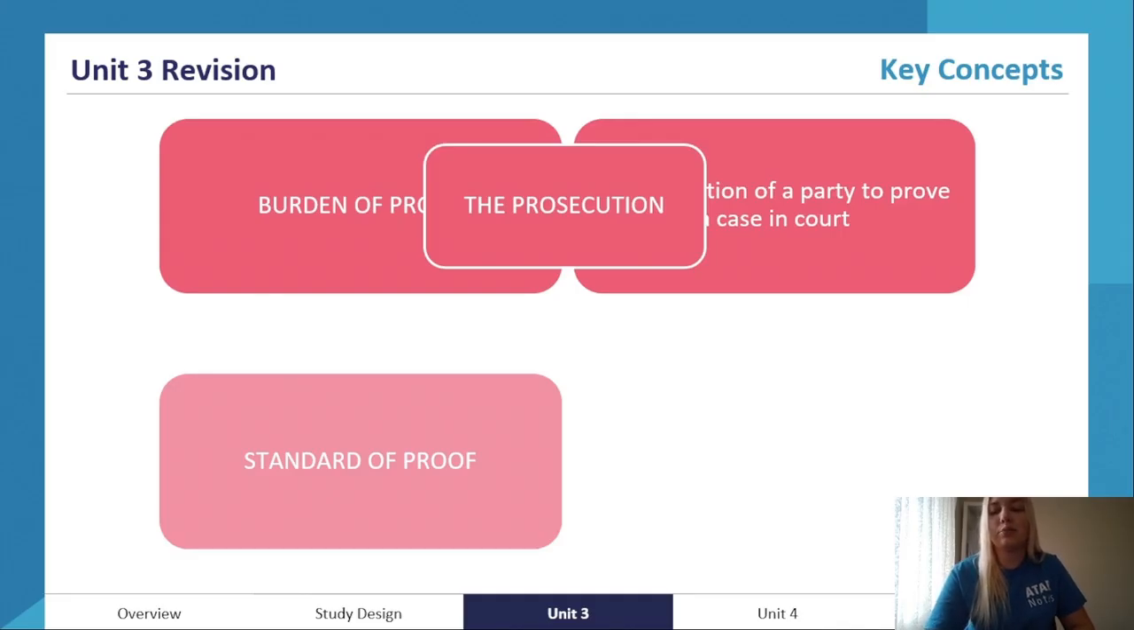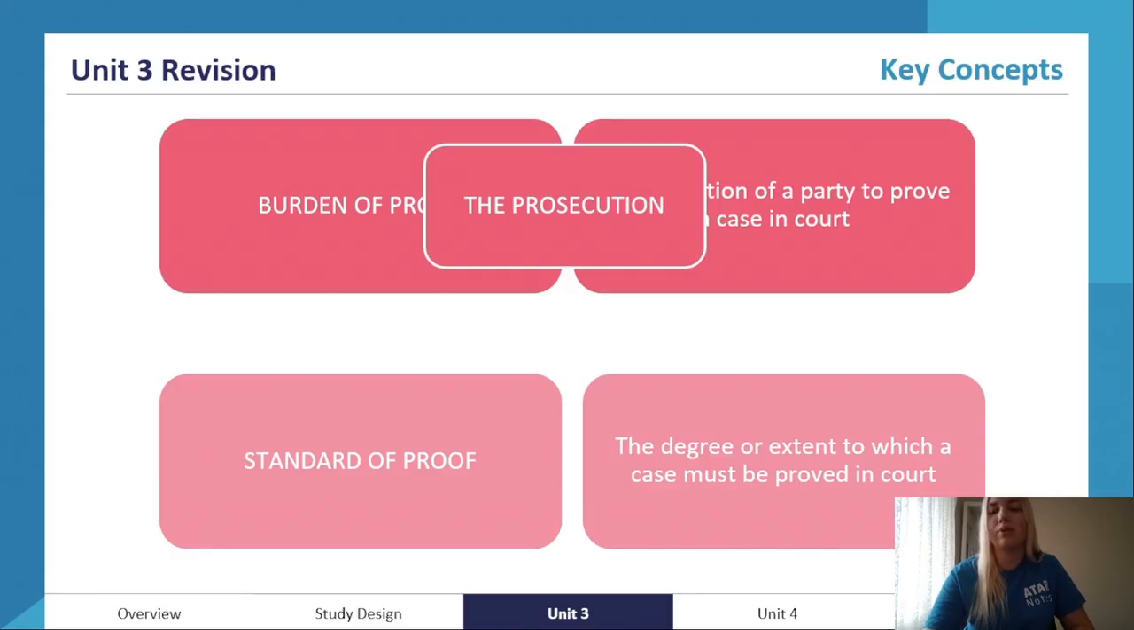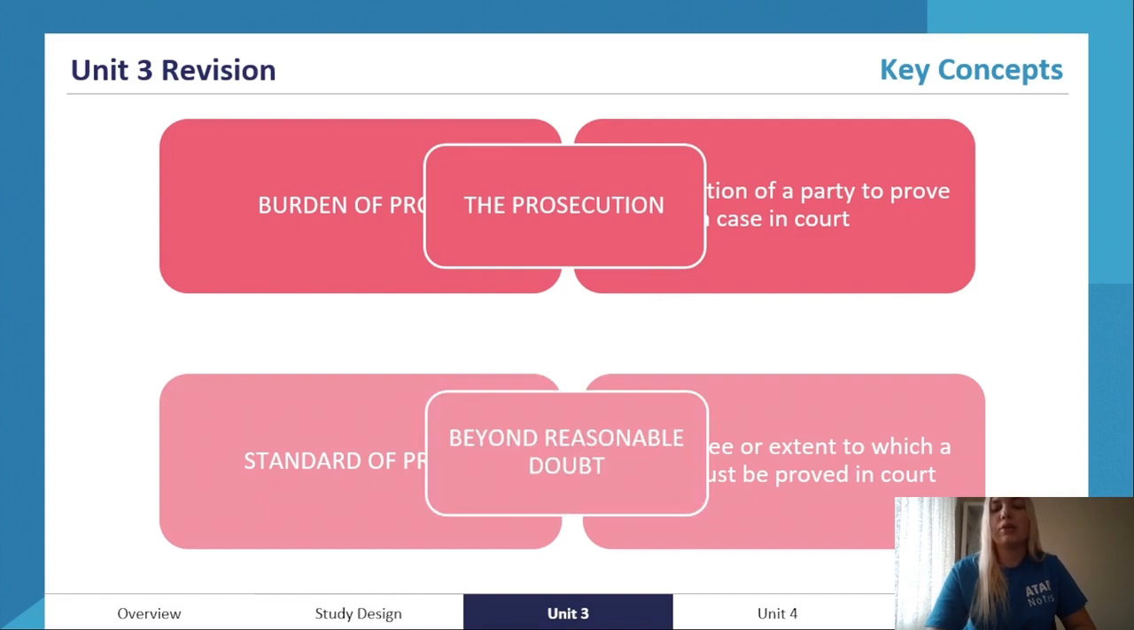Now, the standard of proof is essentially the level of evidence that's required, or the degree of evidence that's required to prove a case in court. In criminal cases, that means beyond reasonable doubt. Because being considered a criminal and being convicted of a crime has such dire implications to a person's life, employability, and potentially dire sanctions as well, including imprisonment, we have a very high standard of proof compared to civil cases, which is beyond reasonable doubt.